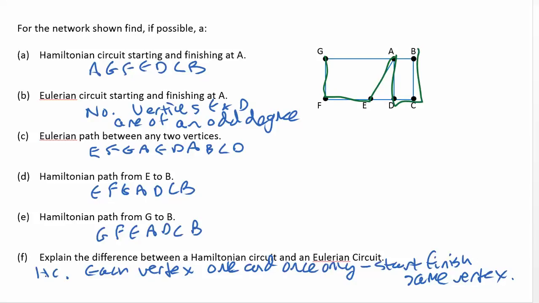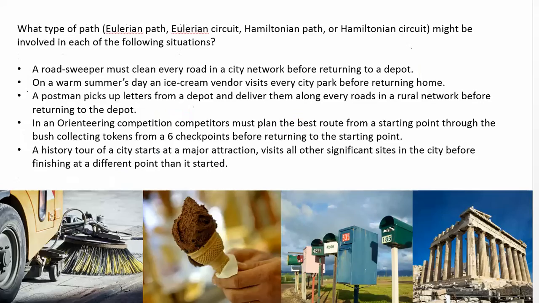A Hamiltonian path starts at a vertex and passes through each vertex once and once only. A Hamiltonian circuit, on the other hand, like an Eulerian circuit, passes each vertex once and once only, starting and finishing at the same vertex.